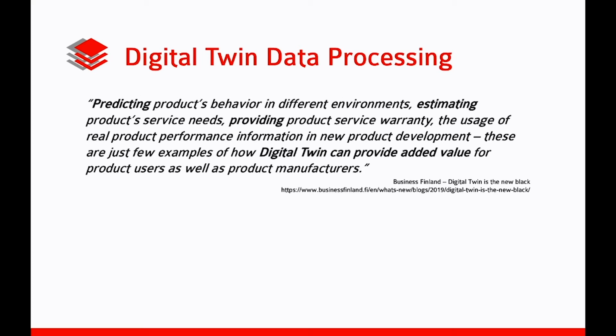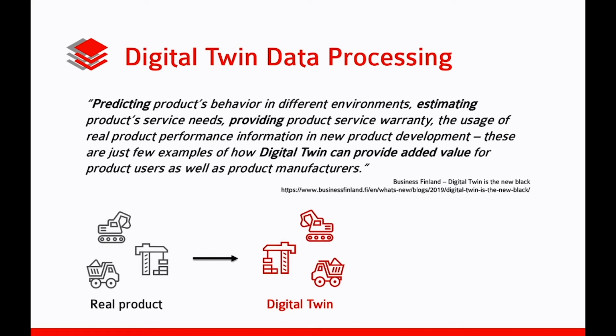And from this view, and from the view of data processing, we see that there's a real product and there's the digital twin. And if we want to get the benefits to be able to predict, estimate, and provide something from the digital twin, we need information. And that information is built on data and logic. And this is something we need to put in the DT core, that building block that can then be used for building the digital twins.